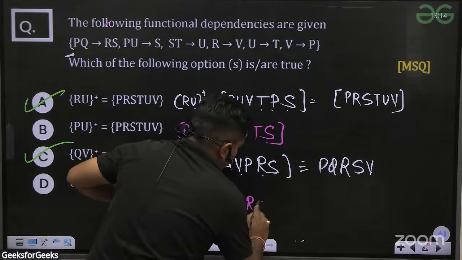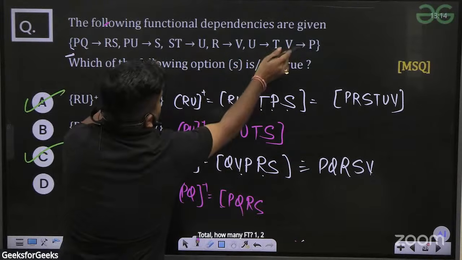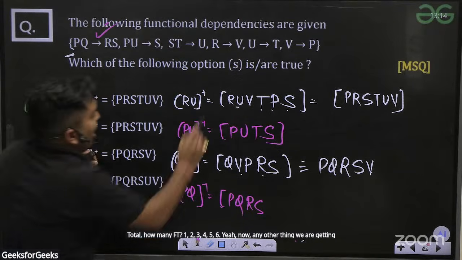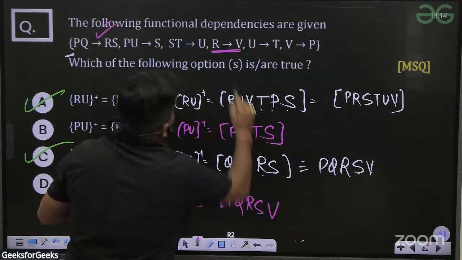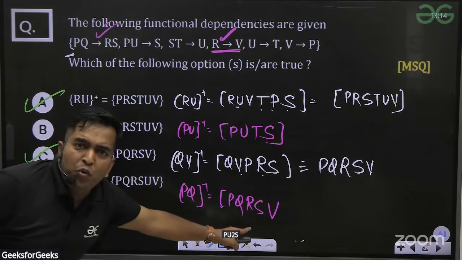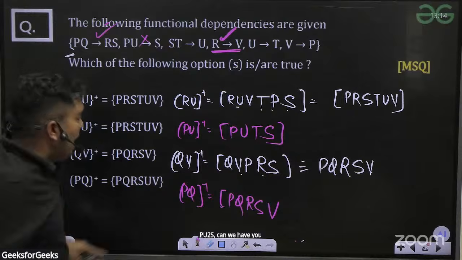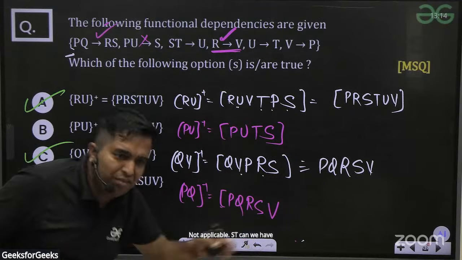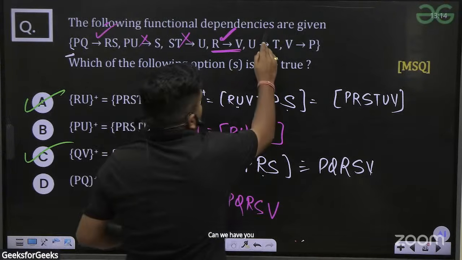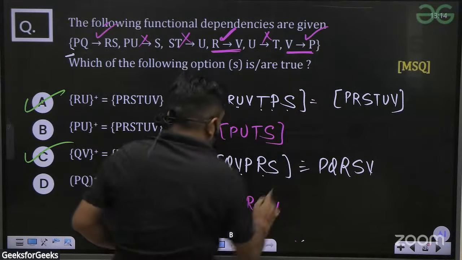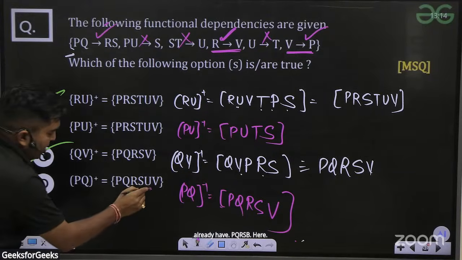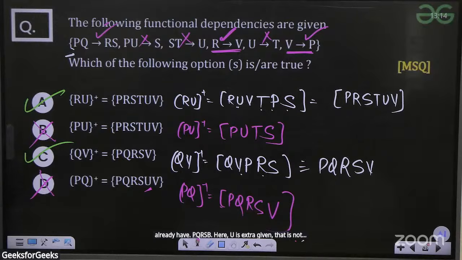RS. Very good. Total how many FDs? 1, 2, 3, 4, 5, 6. Now, any other thing we are getting? R to V. Clear? PU to S. Can we have U? Not applicable. ST. Can we have S or T? Both? No. Can we have U? No. V to P. Already have. PQRSV. Here U is extra given, that is not. These two are the correct answer.